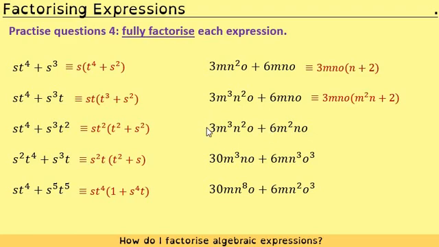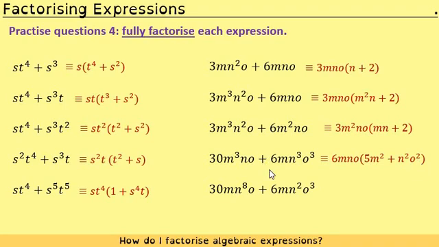Next, looking at my numbers, I can take out 3, I can take out m squared, I can take out n, and I can take out o. So 3m squared no is outside the bracket with mn plus 2 inside the bracket. Next, 30 and 6, well I can take out 6 from there. I can take out m, I can take out n, and I can take out o. So 6mno is outside the bracket with 5m squared inside the bracket plus n squared o squared.